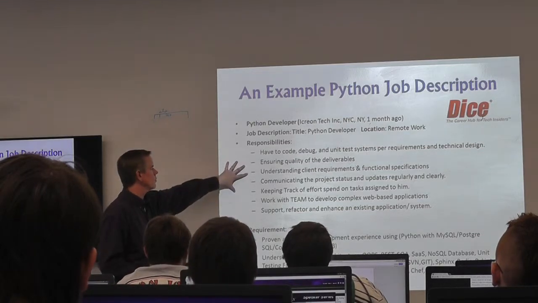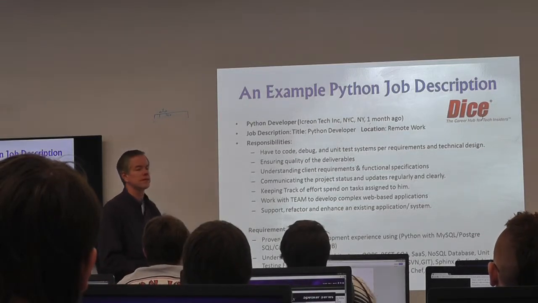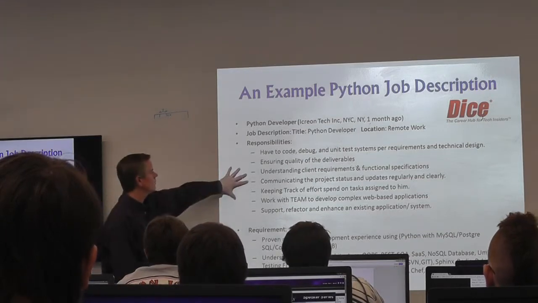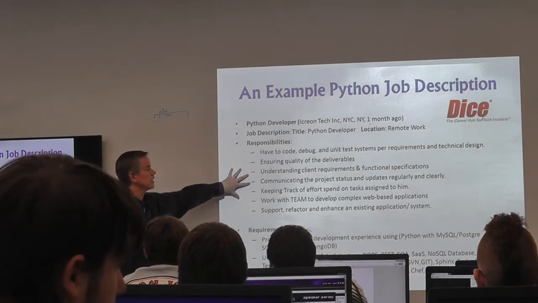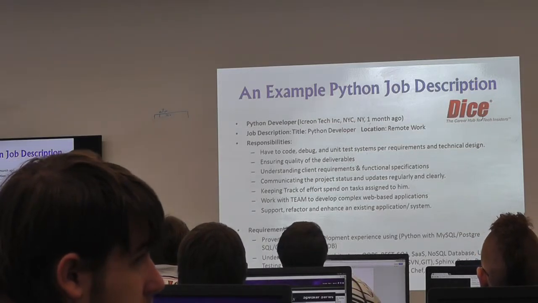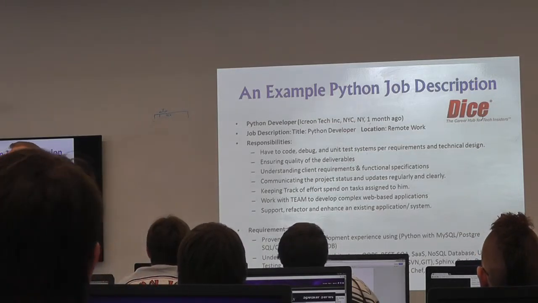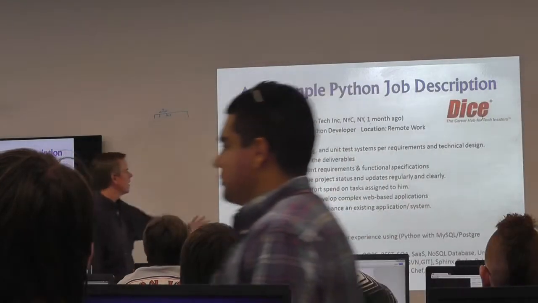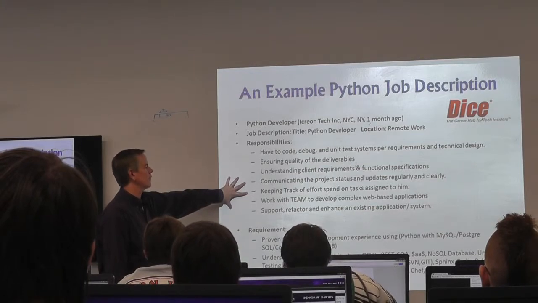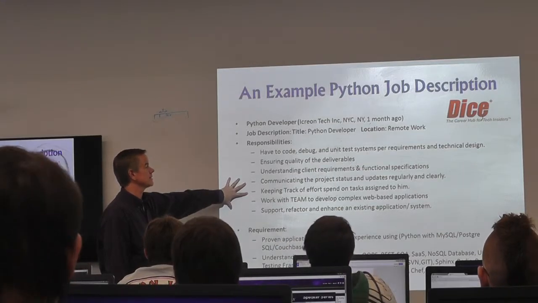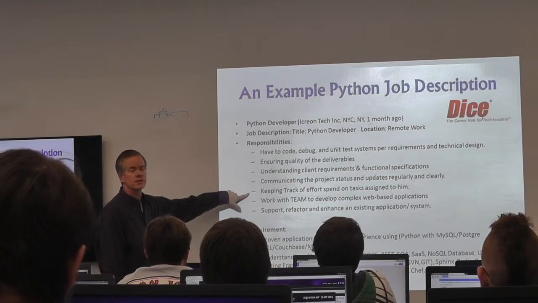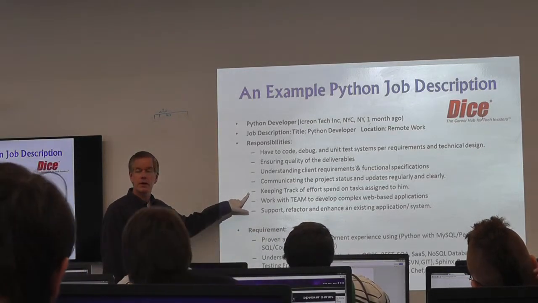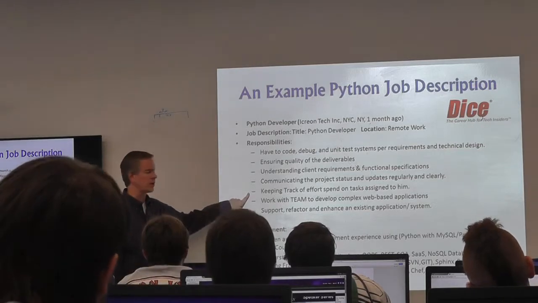Ensure quality of deliverables, of course, understanding client requirements and functional specification. Sort of like we're doing in this class, right? Communicating project status and updates regularly and clearly. In other words, don't lie. Hey, you almost done with that code? Yeah, I'm there. Okay, I should start that soon. Wait a minute. Keeping track of effort spent on tasks assigned to you, which means, hey, we estimated this at 2 weeks. How much time have you spent on doing it? Well, I've spent about 3 weeks. Half a week, or what have you.